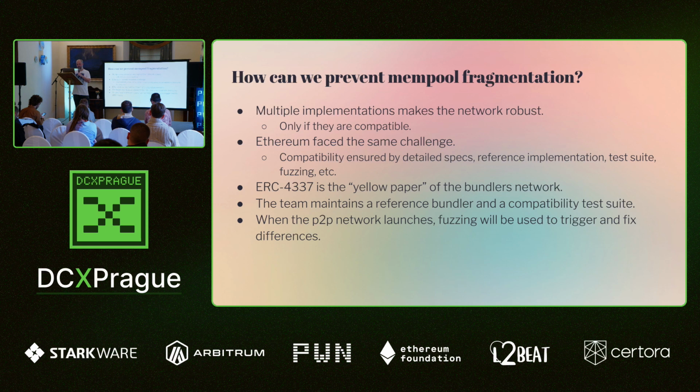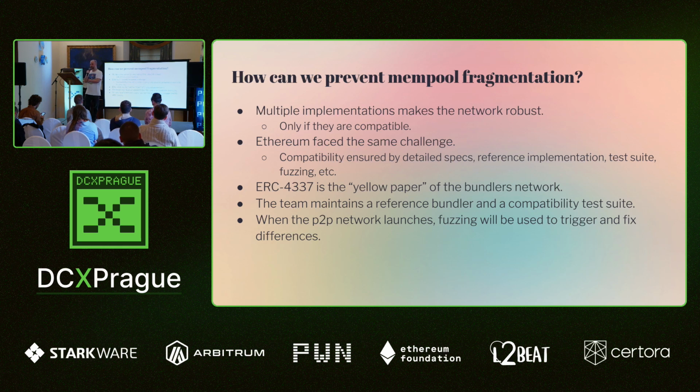To prevent this, we need to have multiple implementations of the bundler, but only compatible ones. Ethereum needed to deal with the same problem and found a solution, because Ethereum has multiple clients, but it has very clear specs of how they should behave. And we have a lot of testing. We have a reference implementation. We have compatibility tests. We perform fuzzing to try to detect cases where it would break consensus.